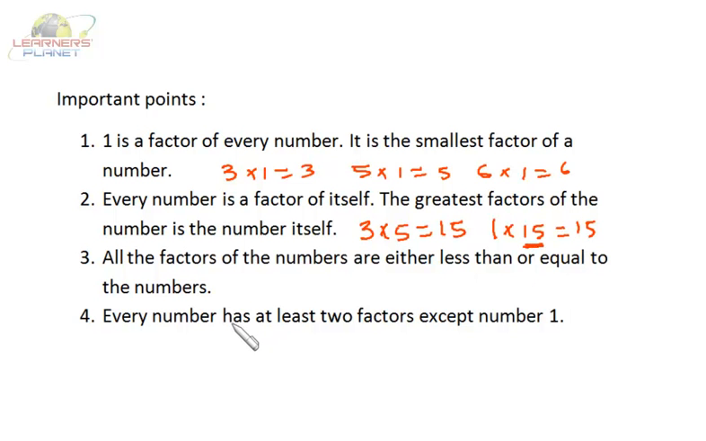Every number has at least 2 factors except the number 1. That means except number 1, we have two factors for every number. Suppose I take an example of 5. So 5 has two factors, that is 1 and 5. Suppose I take an example of 6, then 6 has 1, 2, 3 and 6, four factors. So every number has at least two factors except number 1. Number 1 has only one factor, that is 1.